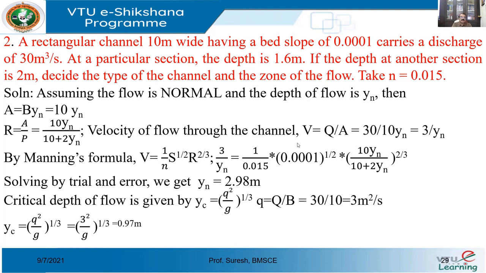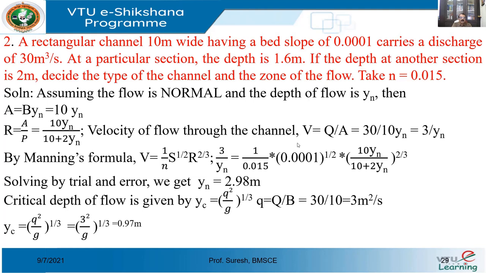Okay, let us see how to solve the problem. So, assuming the flow is normal and the depth of flow is Yn, then A is equal to B into Yn. This is at section 1-1. The procedure is almost same as the first problem. At section 1, far away from the obstruction, the normal depth is given by Yn. Corresponding to this, the wetted area A1 is given by B into Y1. The base width of the rectangular channel is 10 meter. Therefore, A1 is equal to 10 Yn.